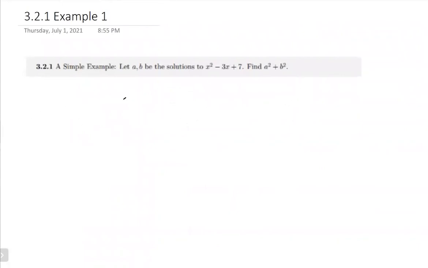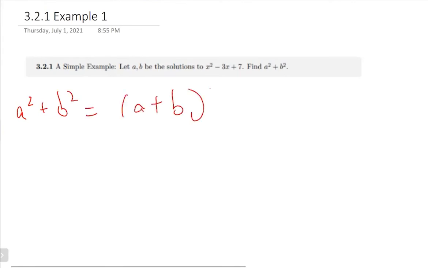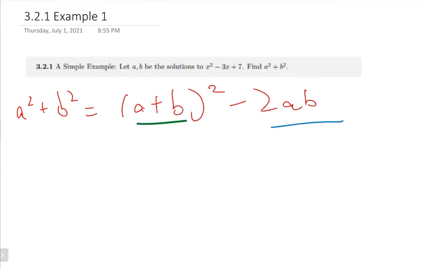All right. So let's start with a simple example. Let a and b be the solutions to x squared minus 3x plus 7. And we want to find a squared plus b squared. At first glance, we might notice that a squared plus b squared is not a value that is covered in Vieta's formulas, but we can do a little bit of clever algebraic manipulation. So a squared plus b squared is equal to (a plus b) squared minus 2ab. And we know how to find a plus b, we know how to find ab. So then we can just evaluate this, right?